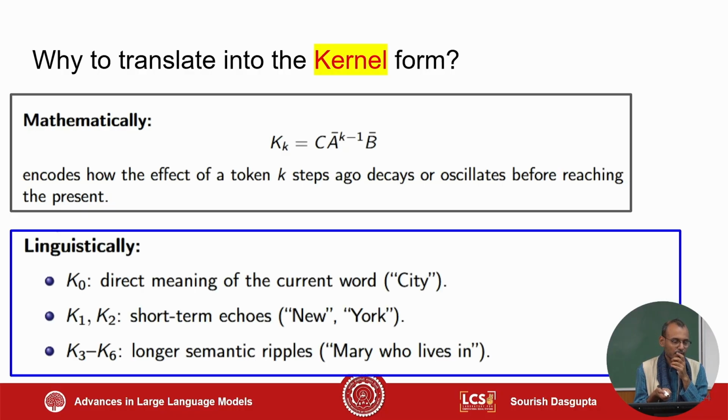Now as I was saying, K0 would be, let's say you reach till the end: John loves Mary who lives in New York City. Now when you are at City, that's K0. And then you go back. Then you have K1, K2, and you keep on going back. And you have K3, K6, and so on.